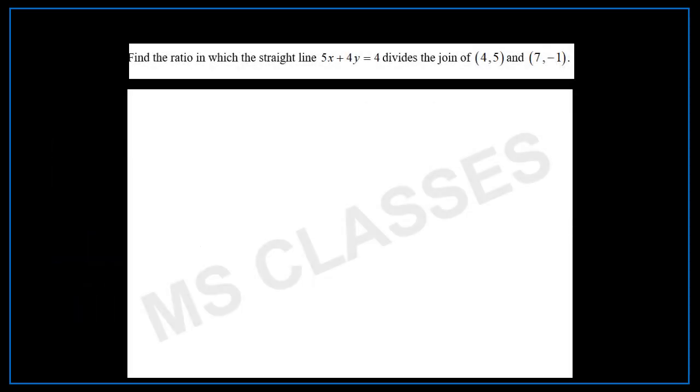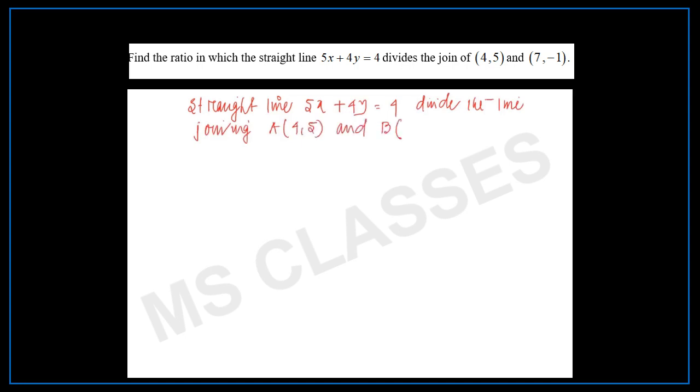Find the ratio in which the straight line 5x plus 4y equal to 4 divides the line joining A and B. I just represent the point A by 4, 5, and I represent the point B by 7, minus 1.